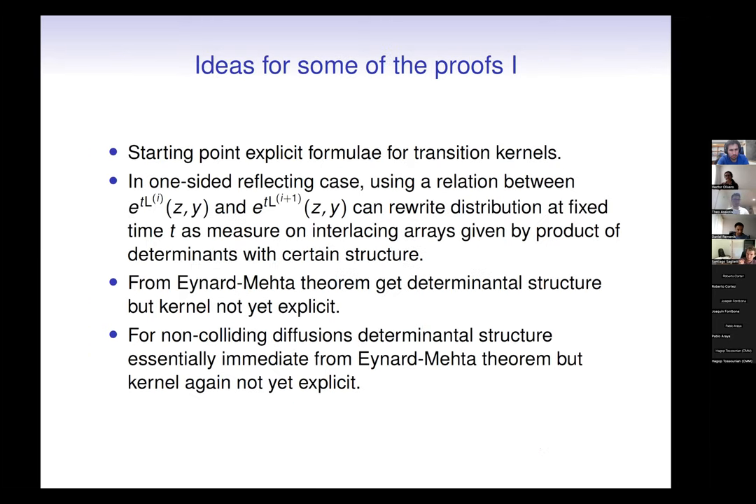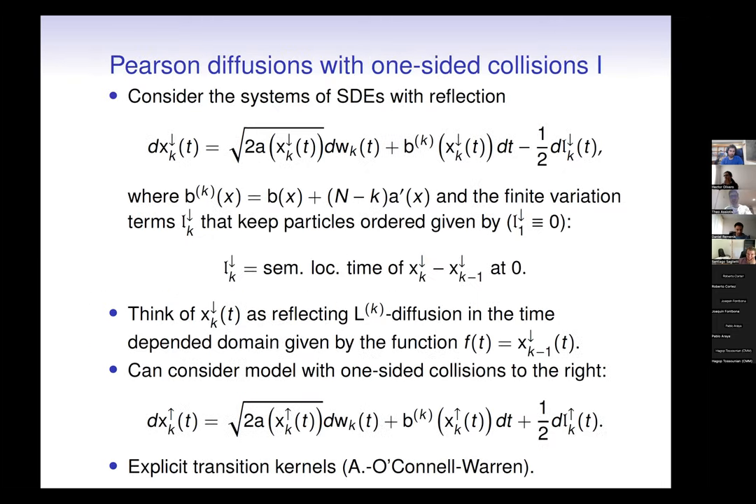Okay, and then ideas of proofs. So maybe I'll go super quickly. Okay, starting points: I said, for the explicit results, it's the explicit formula for the transition kernels. And then in the one-sided reflecting case, we have some relation between the i plus one and i particle transition kernels. Because, as I mentioned very quickly, the drift has to change a little bit from line to line. Of course, in the Brownian case, it doesn't change at all because it stays the same.